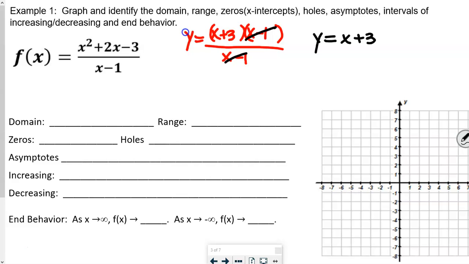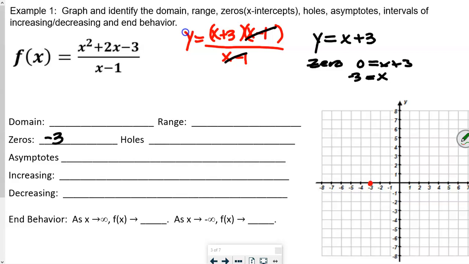So then we're going to talk about our zeros. To find our zero, I'm going to write 0 here. We're going to put 0 equals x plus 3. So x is equal to negative 3. So that's our zero. Then we talk about our hole. Actually, let's go ahead and plot that point at negative 3 right there.